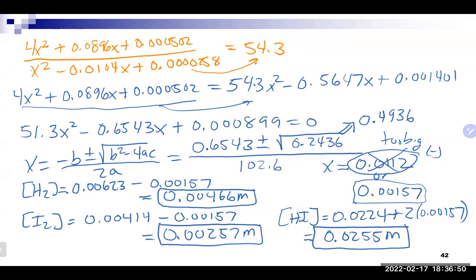A lot of math going on here, a lot of places where you could screw up. Might want to put it back in to double check. So if I take 0.0255 and square it, divided by 0.00466 and divided by 0.00257, I hope I didn't screw up. I end up with 54.3 basically as my K value, which is I think what we started with, right? So that is good. Any questions on any of those steps?